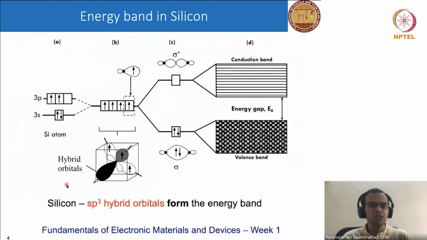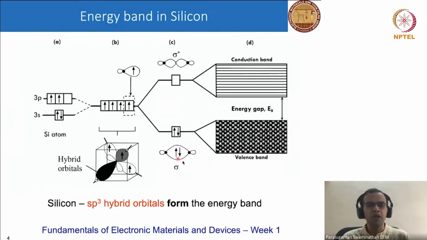In order to do this, we started off with silicon, which is the most widely used semiconductor. Silicon belongs to the same group as carbon, which means it has 4 electrons in the valence shell, so 3s2 and 3p2. Just like carbon, the s and p electrons hybridize to form sp3 hybrid orbitals, and there are 4 sp3 hybrid electrons. When I have 2 silicon atoms come together, each silicon atom will contribute 1 electron.